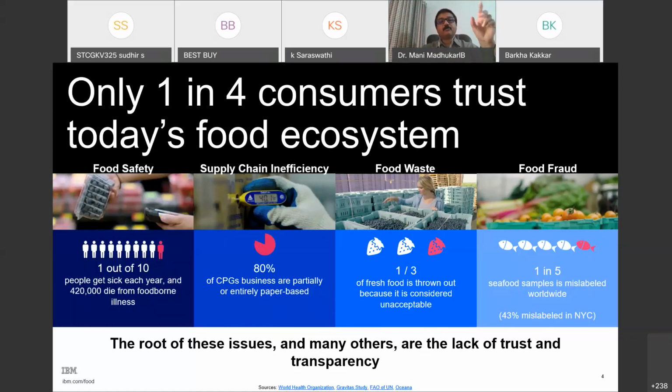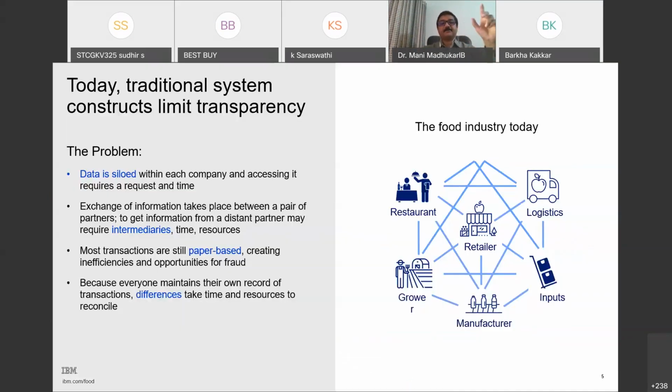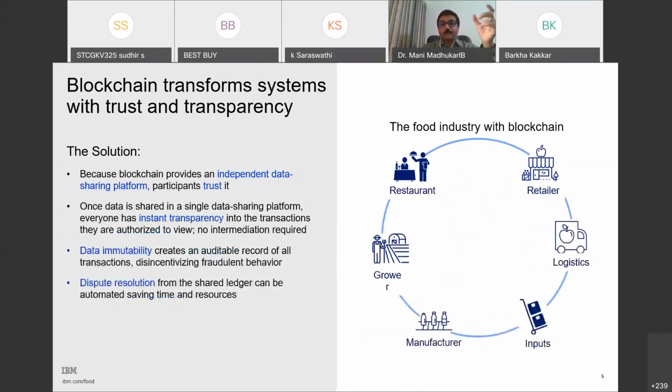That's where food trust systems actually bring in a lot of transparency. This is the conventional system, again on the same lines, be it restaurants, retailers, growers, manufacturers, logistic providers, right? There is no transparency. People are just sort of working in the dark, right? They have their own isolated silos, databases which they are playing with, right? What a blockchain-based system has brought in is one unified platform where everybody is sharing the same information. It's an independent data sharing platform which people will trust. Why trust? Because it's powered by blockchain, right?